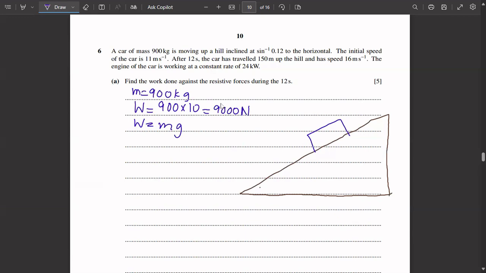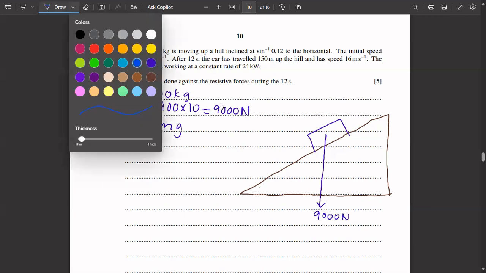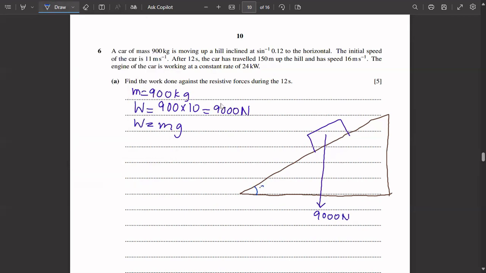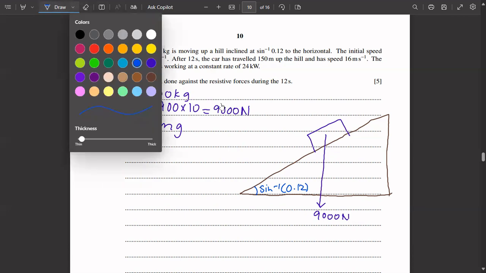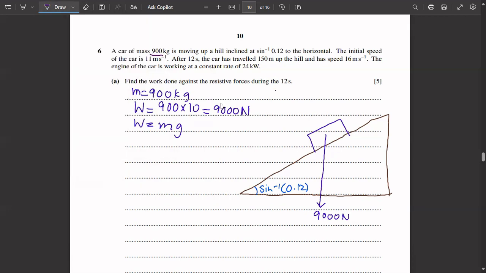And the force due to the weight always acts downwards. So this will be 9,000 Newton. Inclined at an angle of sine inverse of 0.12. This is sine inverse of 0.12. So this is done. The initial speed of the car is 11 meter per second. Now it is moving up a hill, so we have to draw something like this. And the speed will be 11 meter per second.